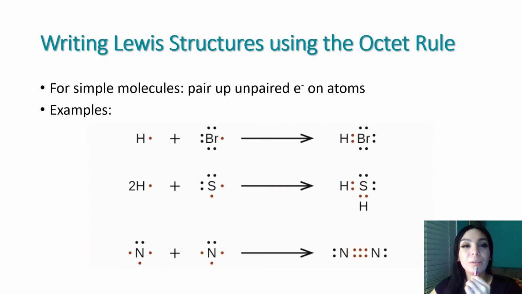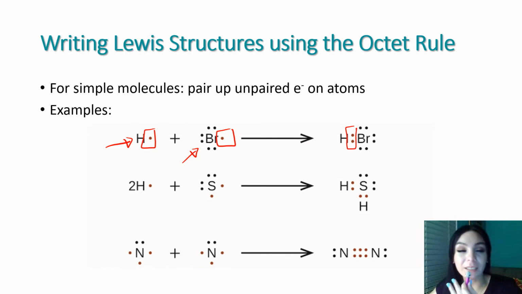So we're going to learn how to write these Lewis structures using the octet rule. So first, for simple molecules, all you do is you pair up unpaired electrons. So for example, we have hydrogen and bromine. We know that hydrogen likes to form a duet, and bromine is an atom that likes to have an octet. So what you're going to do is pair those unpaired electrons right here. You pair them, you form that bond, they're both happy. Hydrogen has its duet, bromine has its octet, that's it. So it's pretty simple with things like that.